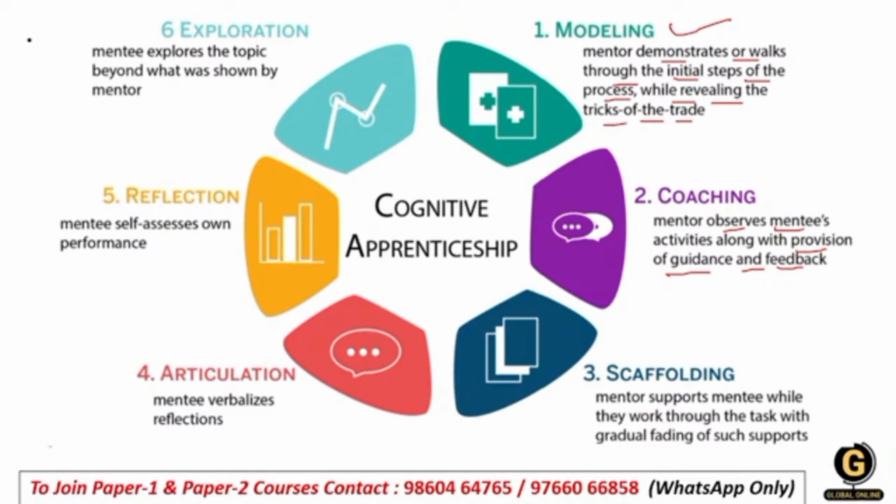Next is scaffolding. The mentor supports mentees while they work through the task, with a gradual fading of such support. Then next is articulation, where mentees verbalize their thinking. In the fifth point, reflection, mentees self-assess their own performance. That is reflection.